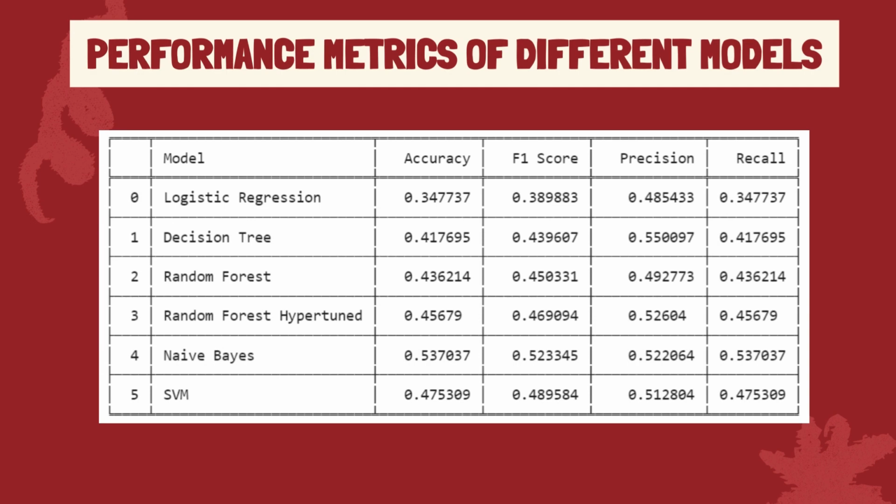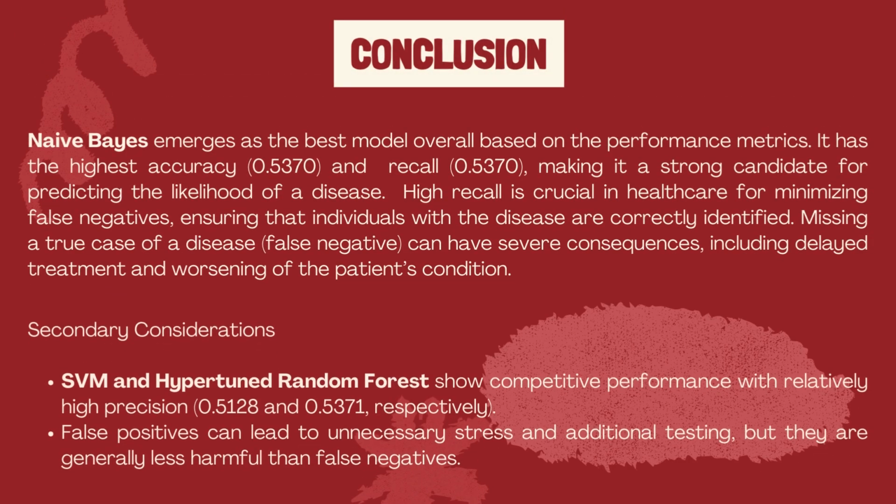For evaluating the performance of various machine learning models, we use different metrics like accuracy, F1 score, precision, and recall. These metrics help us understand how well our models are performing and which ones are most effective for our specific task. By comparing these scores, we can choose the best model for our needs. In conclusion, naive Bayes emerges as the best model overall based on the performance metrics. It has the highest accuracy, 0.5370, and recall, 0.5370, making it a strong candidate for predicting the likelihood of a disease.